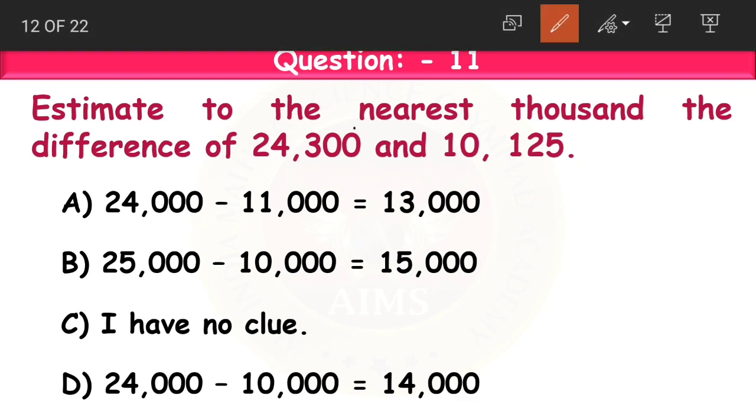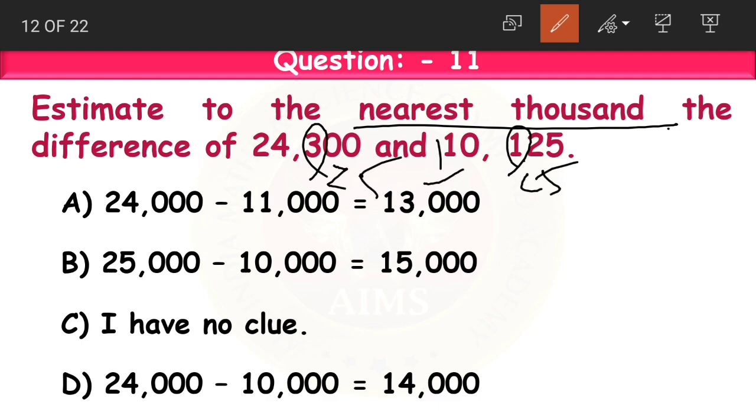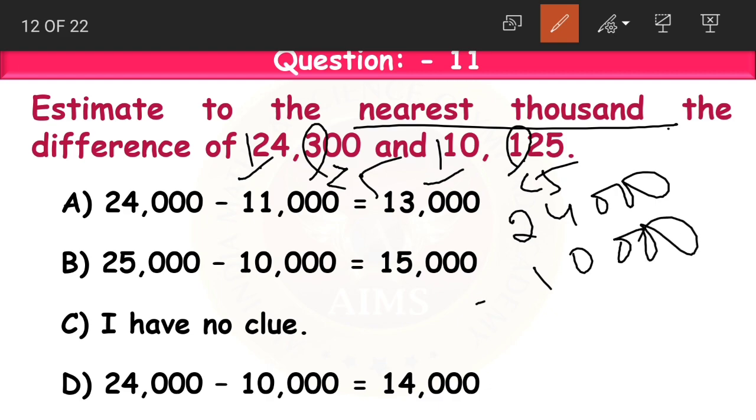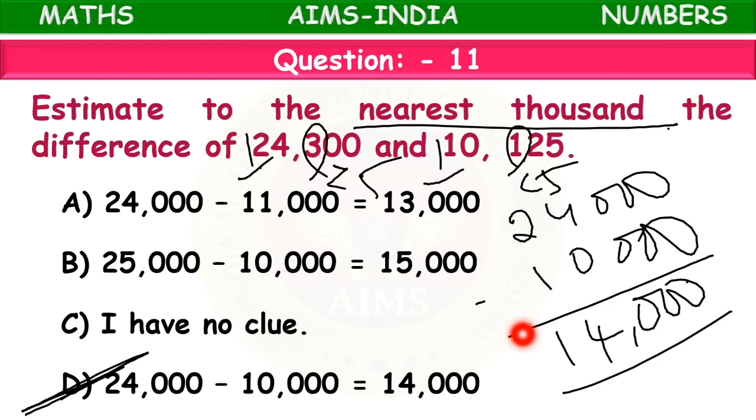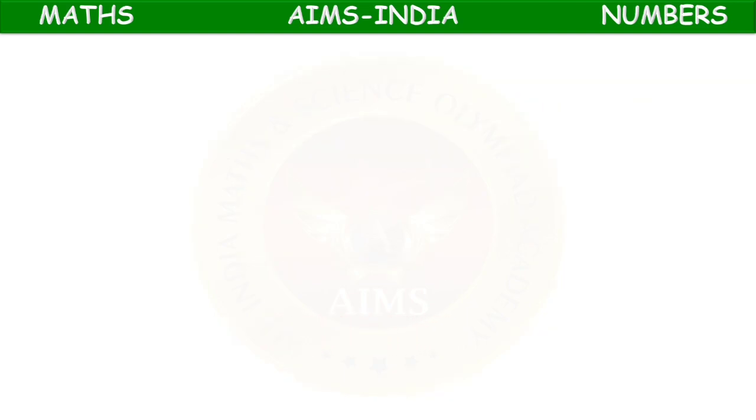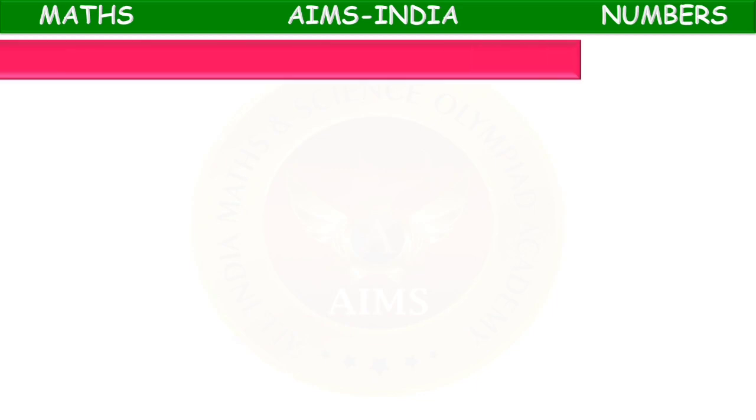Now how do we round off to the nearest thousand? Again, look at the digit in hundreds place. Both of them are less than 5, so we round both of them down. So it becomes 24,000 and 10,000. Yes students. So when we subtract these two, the answer is 14,000. So the option that reads the same is option D. 24,000 minus 10,000 is equal to 14,000. This will be our correct answer. I hope this is clear.